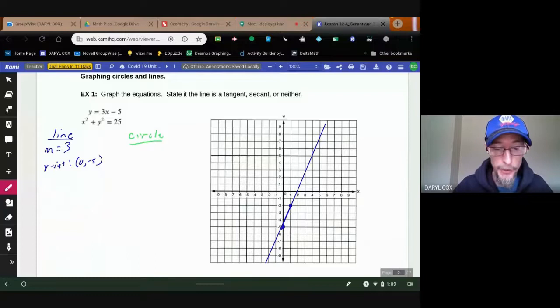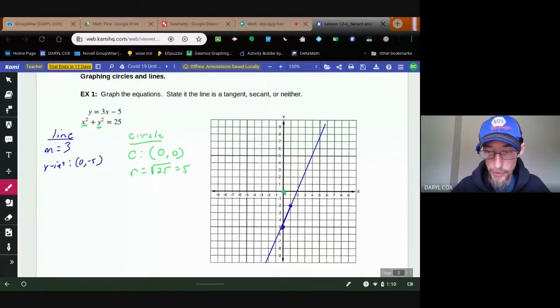I need two things. I need my center, which in this case, remember our formula, x minus h squared, y minus k squared, and r squared. So since I'm not adding anything to x and y, my center is 0, 0. My radius is the square root of 25, which we all know is 5. So I can graph my center, 0, 0, and I'll graph my radius. So 1, 2, 3, 4, 5. Oh, this is really easy because I can just put it all the 5 points.